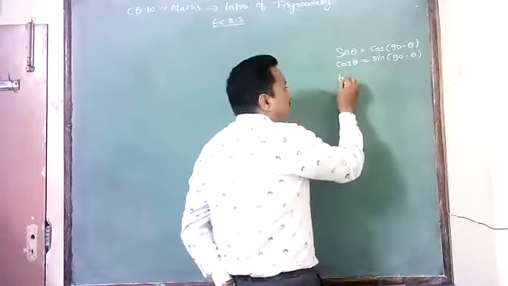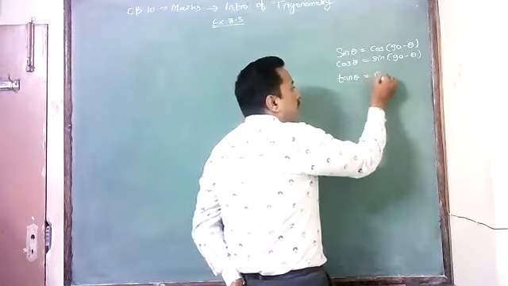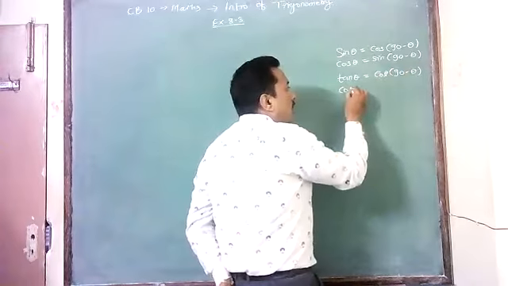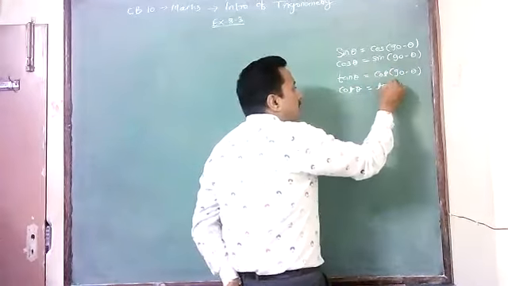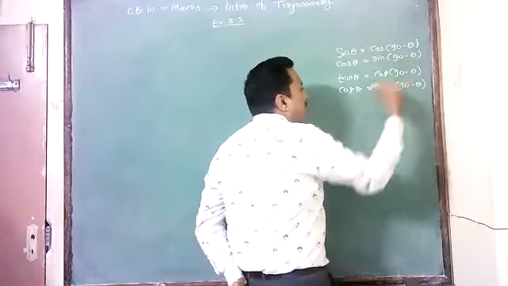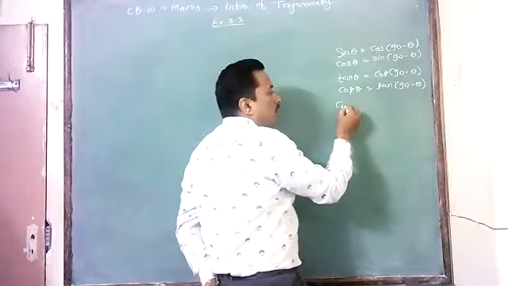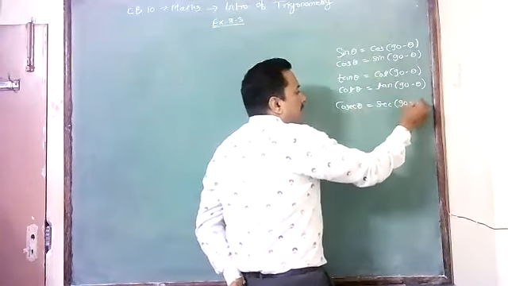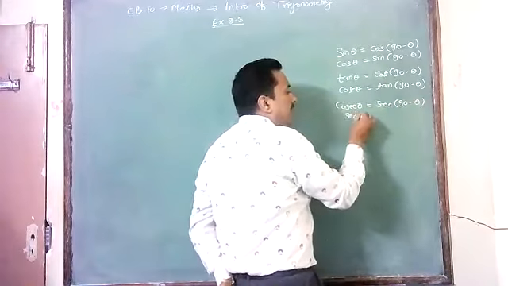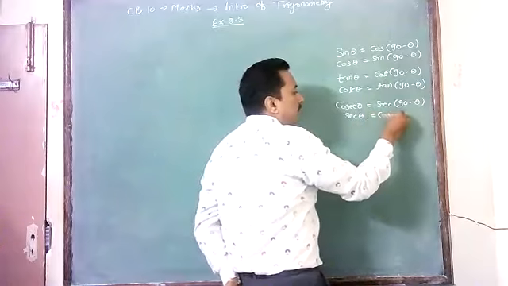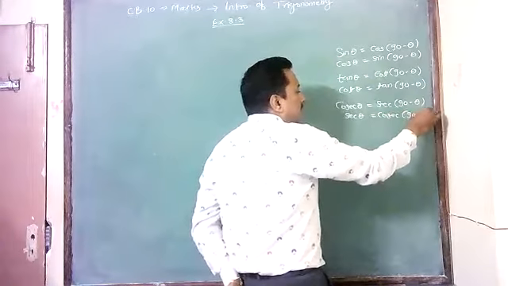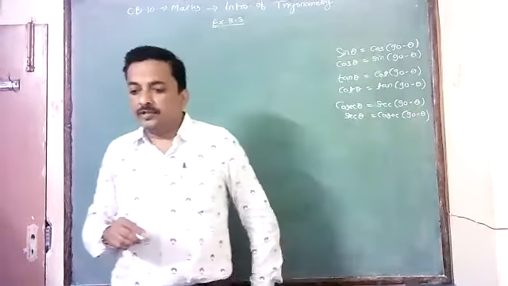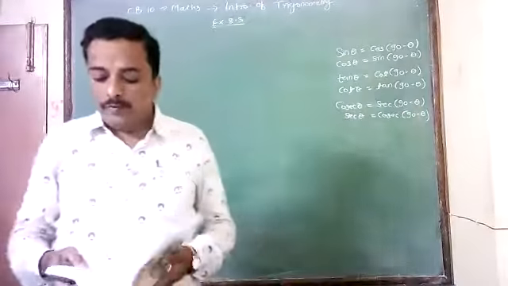Similarly, tan theta is equal to cot 90 minus theta, and cot theta is equal to tan 90 minus theta. Again, tan and cot are complementary, and cosec theta is equal to sec 90 minus theta, and then sec theta is equal to cosec 90 minus theta. These all ratios are complementary to each other, and we have to use this property.